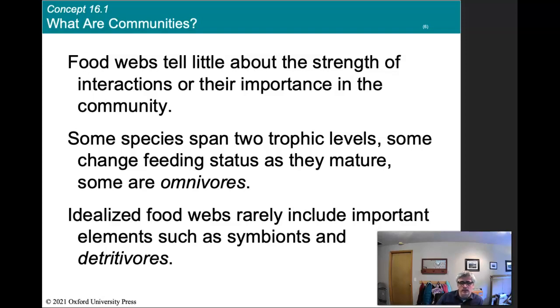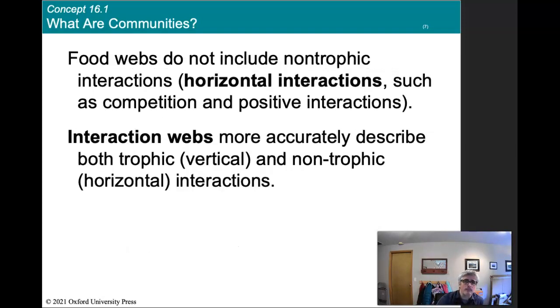And many of these food webs rarely include symbionts and detritivores as well. So we think of a food web with an apex predator, but we're forgetting what happens when the apex predator dies. They're still food for somebody else. And food webs do not include non-trophic interactions, horizontal interactions, competition, positive interactions between species at that same level.